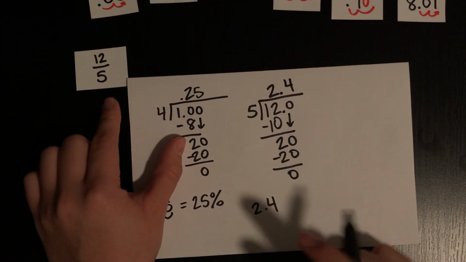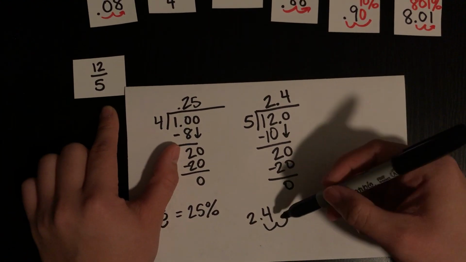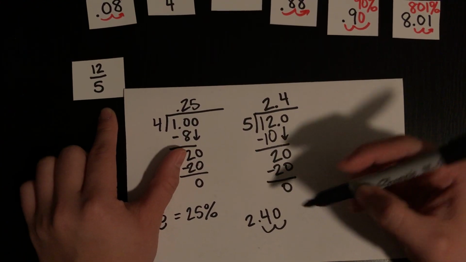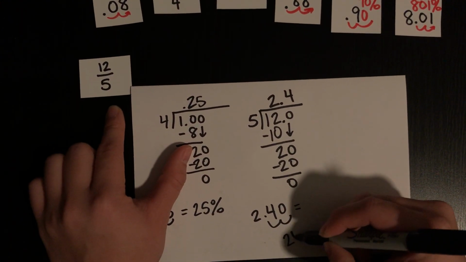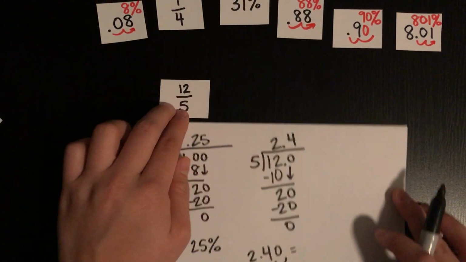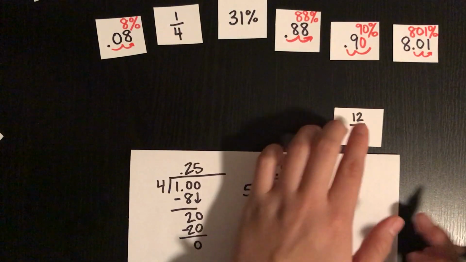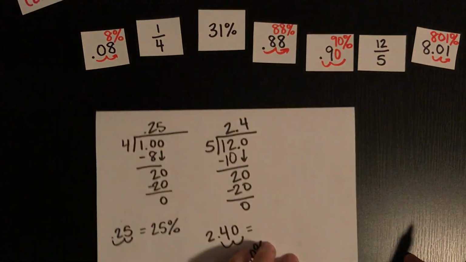We're going to change this decimal to a percent. We move this decimal place 2 places to the right. Remember, we have a hole right here, so we can add a 0. So 2.4 is the same thing as 240%. 240% is greater than 90, but less than 801.